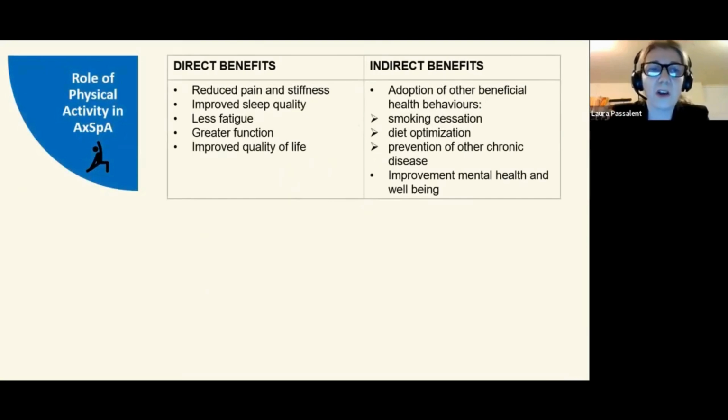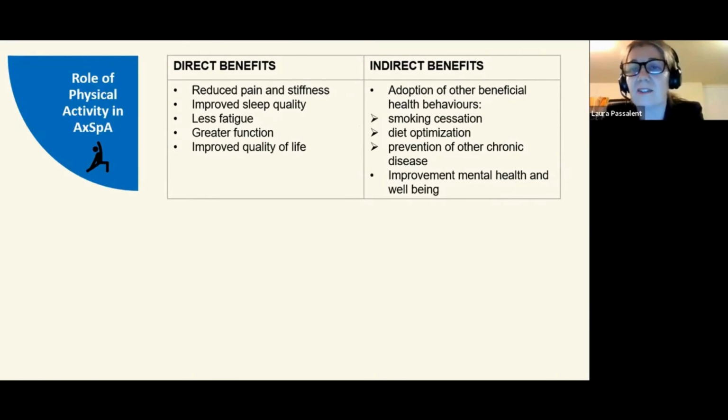In terms of the role of physical activity in axial spondyloarthritis, people acknowledge that there are some very direct benefits to physical activity, including symptom control around reduced pain and stiffness, improving sleep quality, improvement in fatigue, greater function, and improved quality of life.